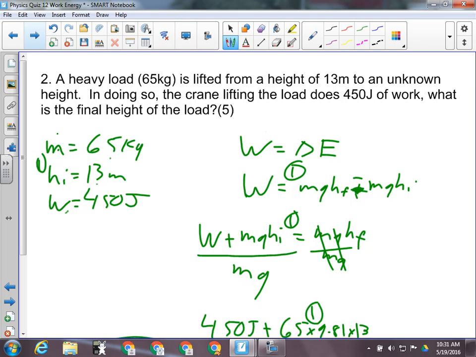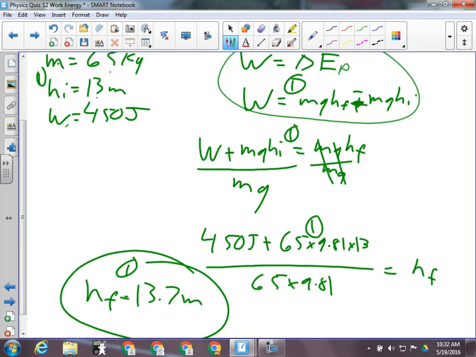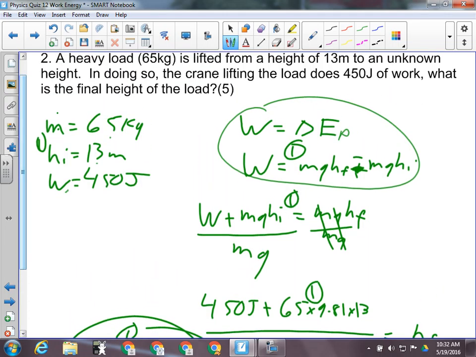Okay. So next mark. We should have work as a change in potential energy, or maybe they went work equals mghf minus mghi, either one. Okay, that's their second mark. Their third mark: if I want to get my final height, what I need to do is add mghi over to the other side, and then divide both sides by mg in order to get hf isolated.